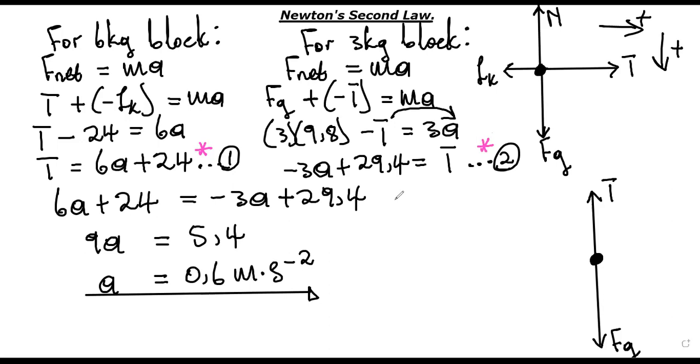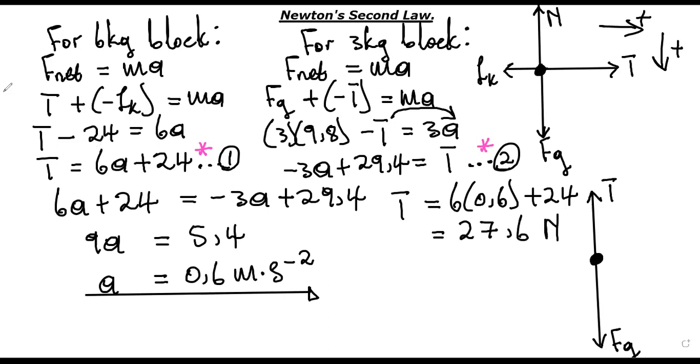So let's say maybe you want to substitute it into equation 1. So you'll say the acceleration is 0.6, and then you say plus 24. So 6 into 0.6 plus 24 will just give us 27.6 newtons. You'll still get the same answer, even if you used the second equation. I'm just preparing you just in case they ask you for the tension. Right.